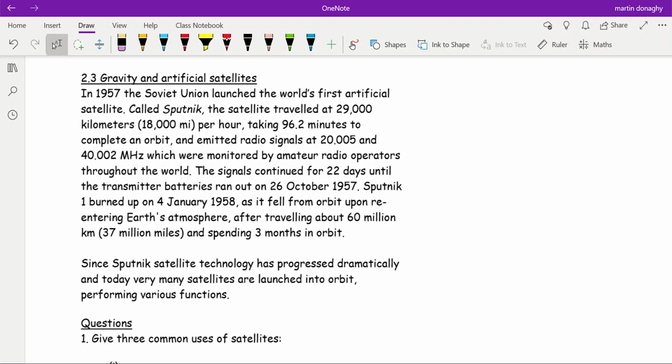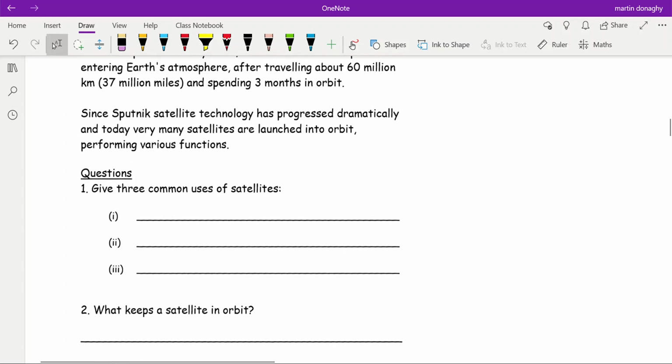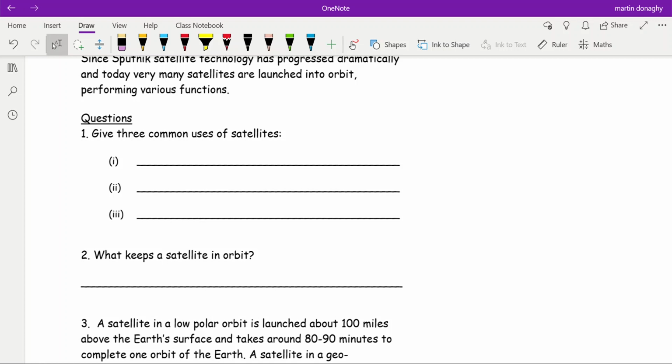Since then, we have launched lots and lots of satellites into space to do lots and lots of different things. And we'll work through these questions together. Just so it says, give 3 common uses of satellites. One of them is communication.